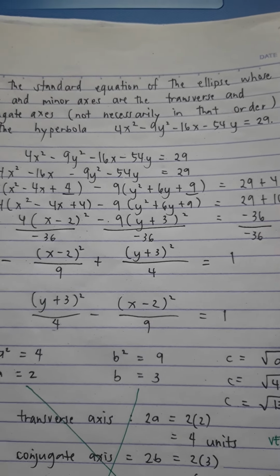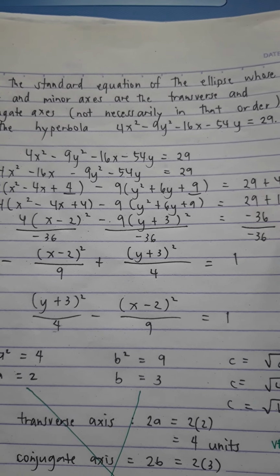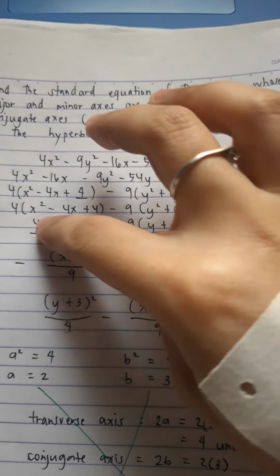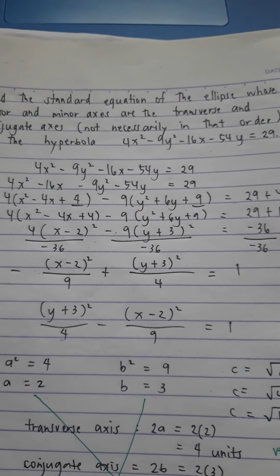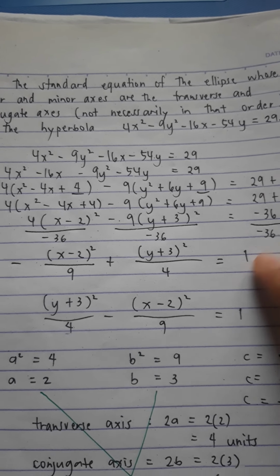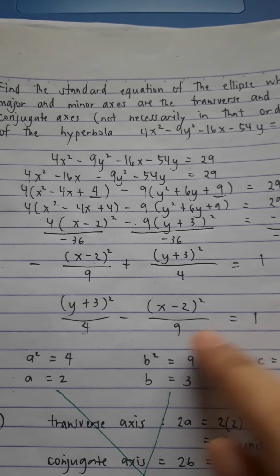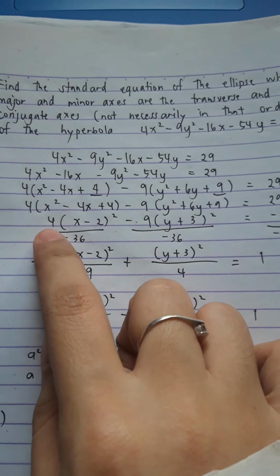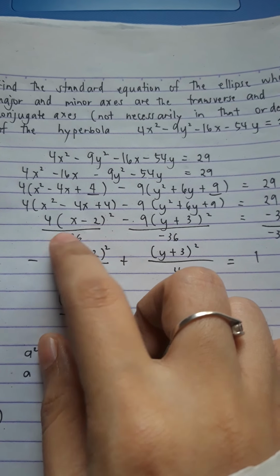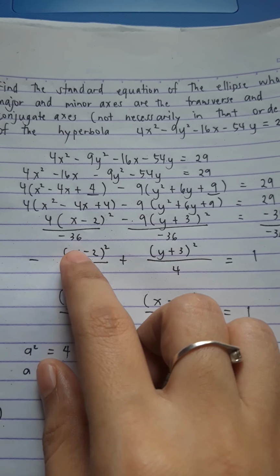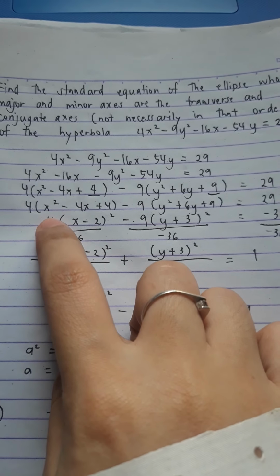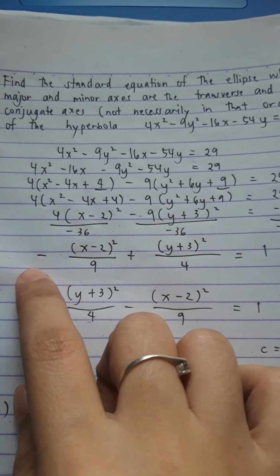Then this side should be equal to 1. So divide both sides by negative 36. We have negative 36 divided by negative 36 is 1, positive. Negative divided by negative is positive. The other side, 4 times quantity of x minus 2 squared all over negative 36. So positive divided by negative is negative.